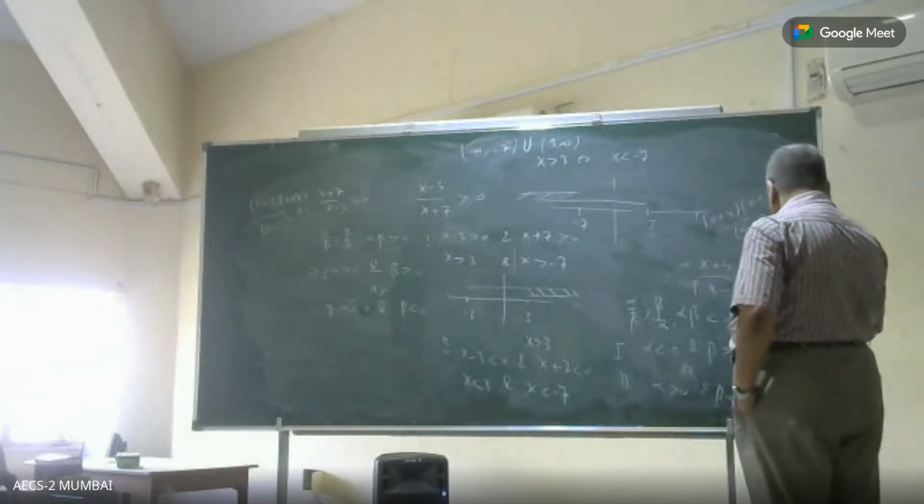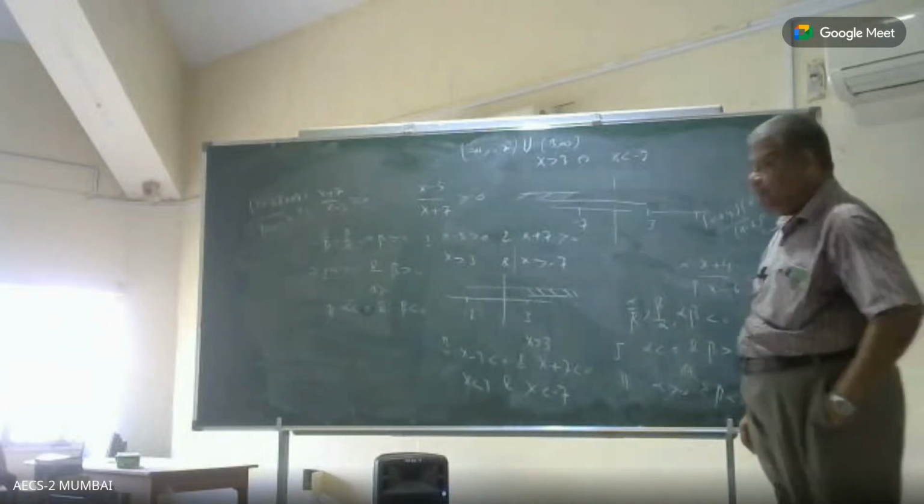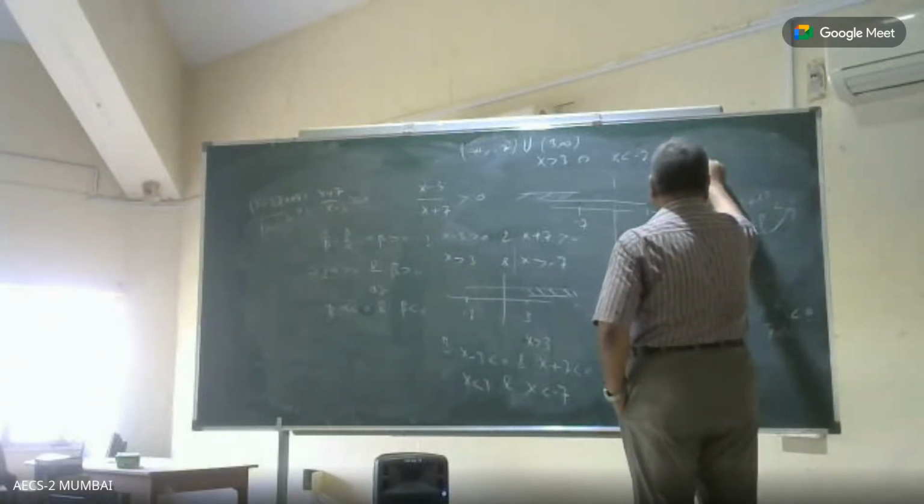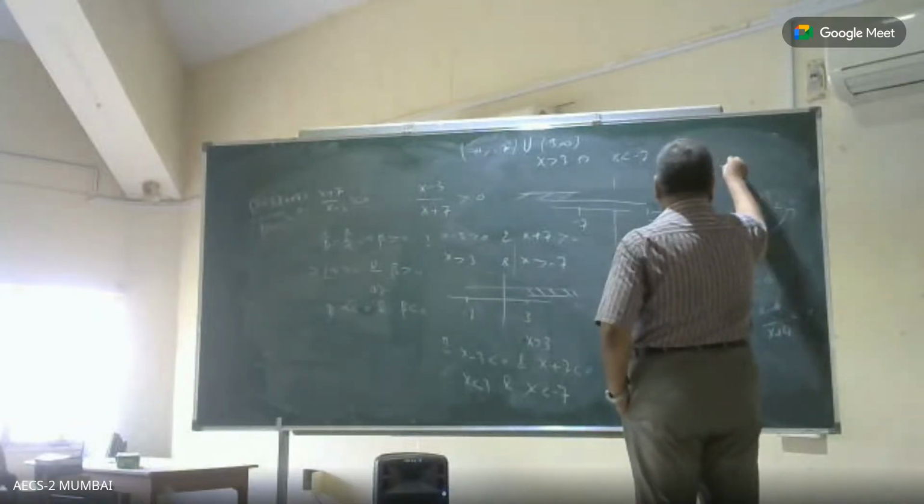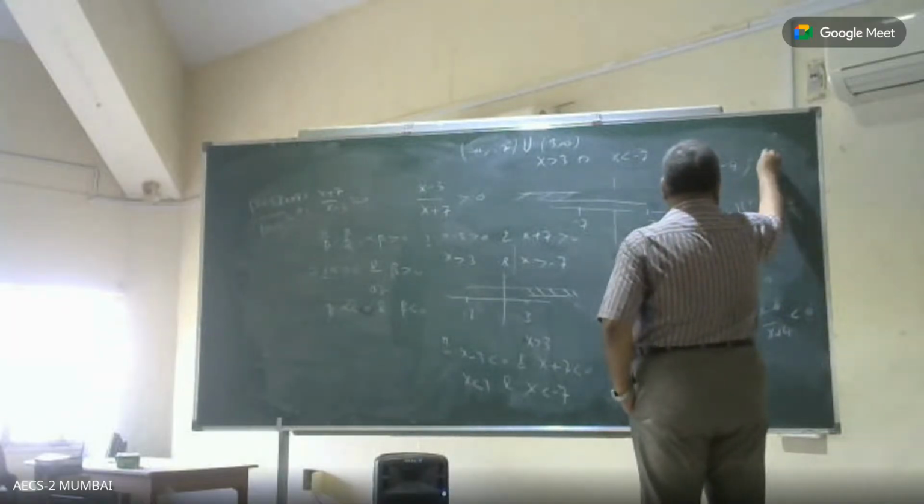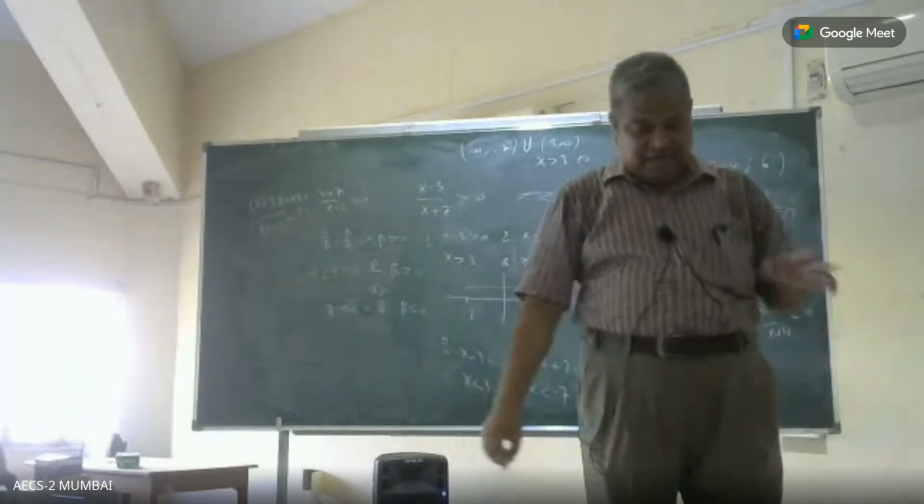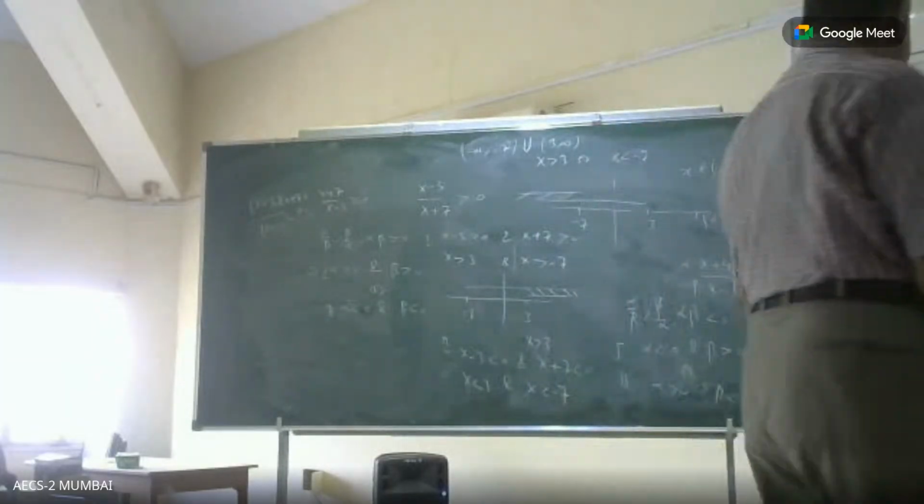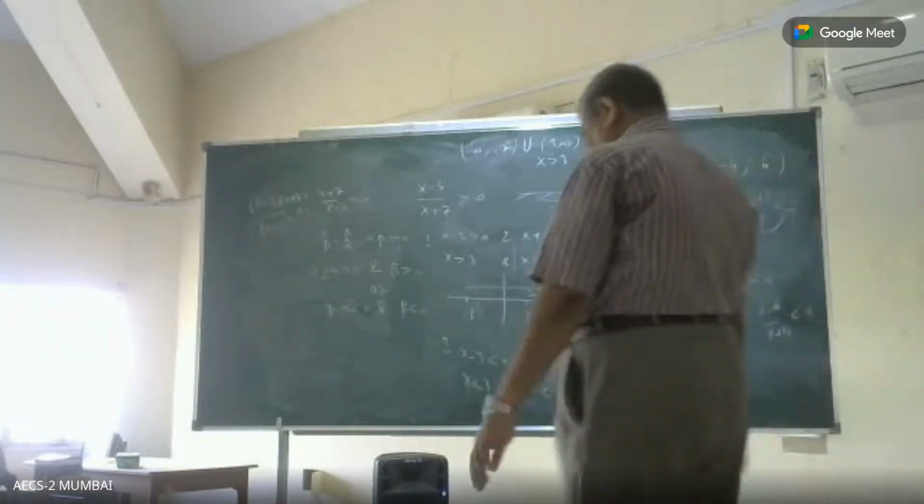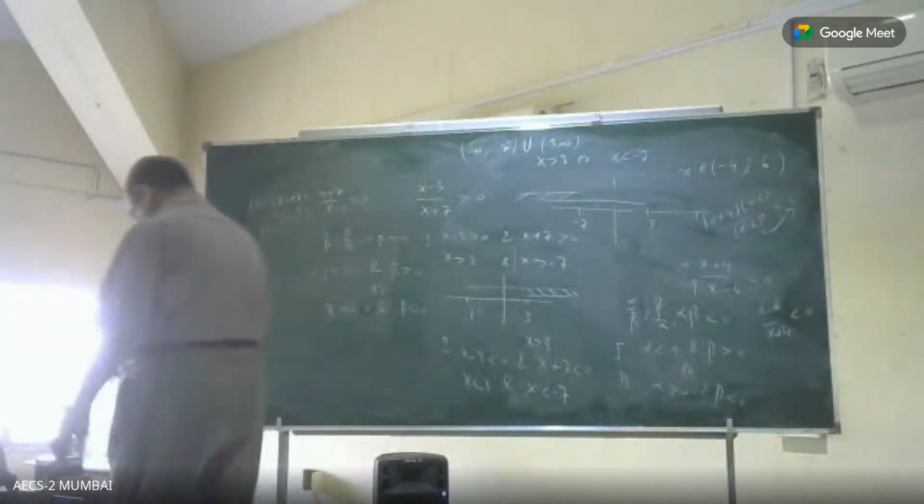If you have 0 here, that's a great thing. X belongs to minus 4 to 6. Yeah, very good. Others can check your answer, correct? Next.